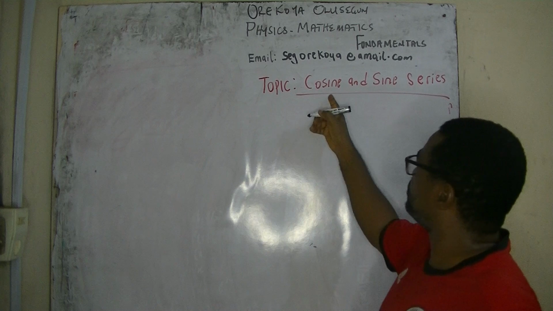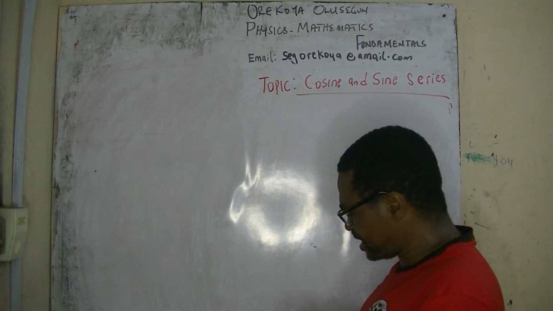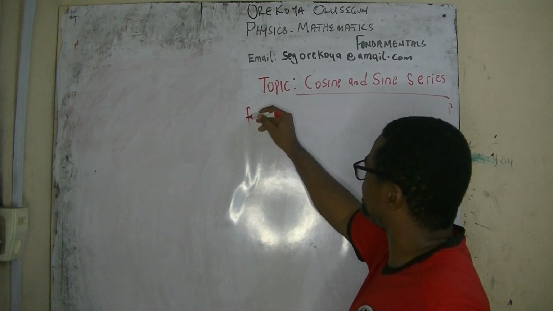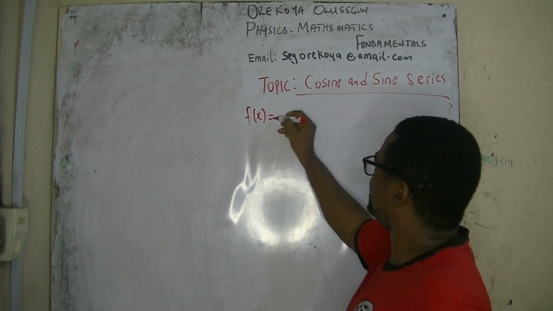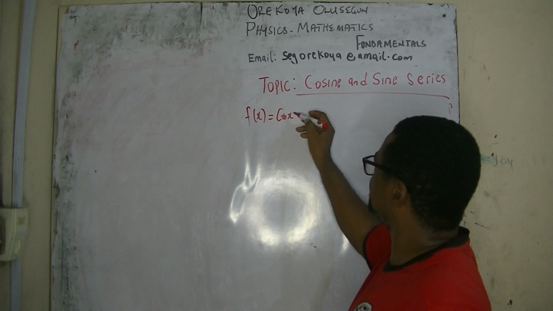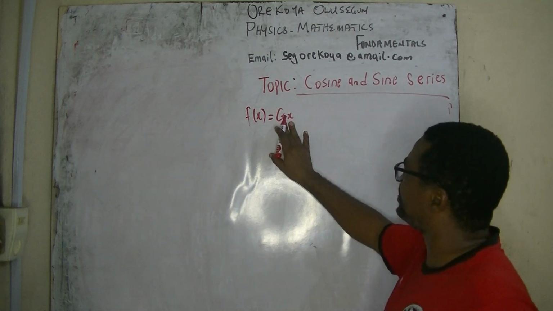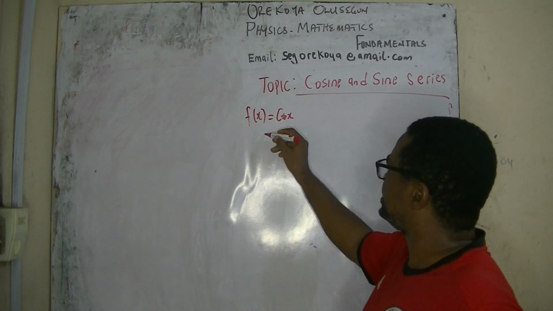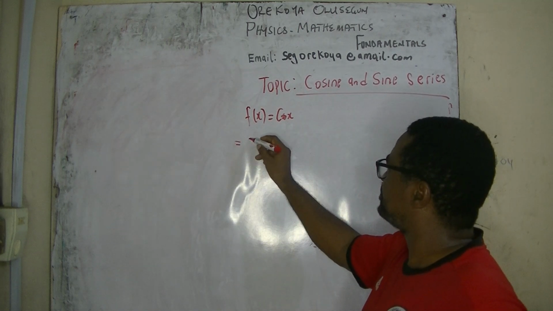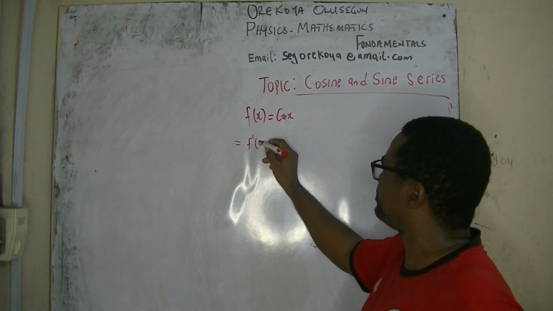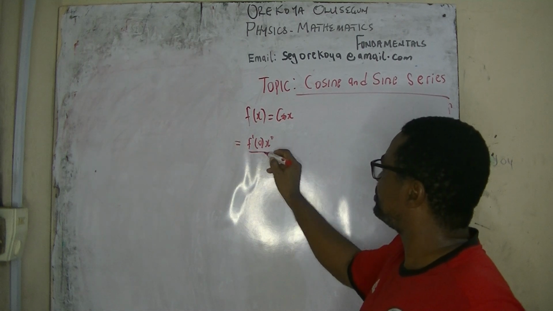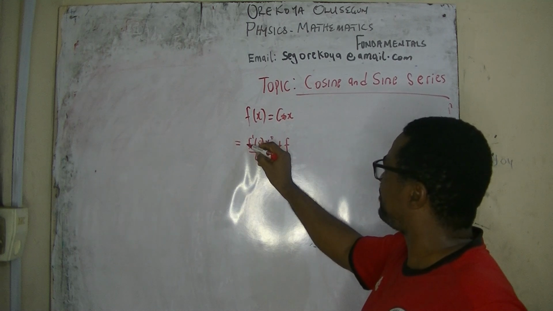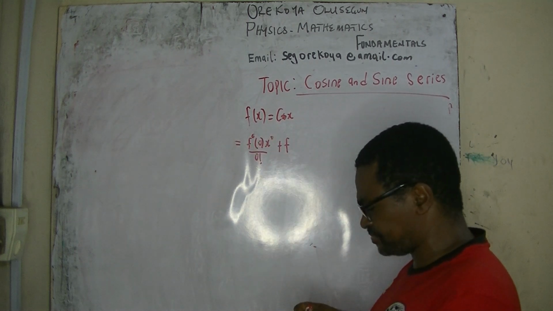I'm starting with cosine. Let's say our function f of variable x, f of x, is cos x. I want to express this in terms of Maclaurin series. According to Maclaurin, this f of x is actually in the form f of 0 x raised to power 0 all over 0 factorial, sorry, not f prime of 0.